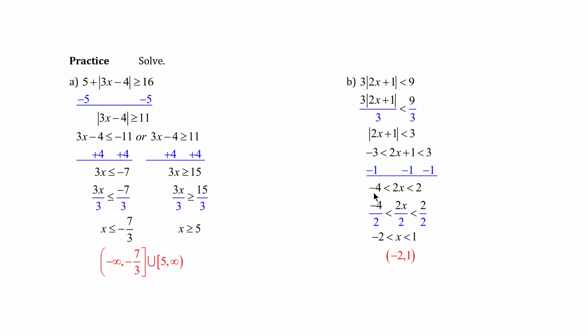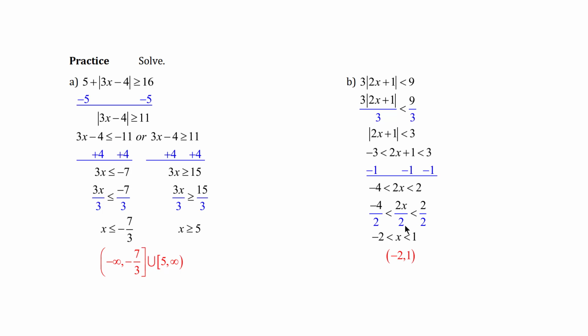The result is negative 4 less than 2x less than 2. From here, we need to get rid of the 2 in front of the x by dividing the middle by 2, the left-hand side by 2, and the right-hand side by 2. We get negative 4 divided by 2 less than 2x divided by 2 less than 2 over 2.